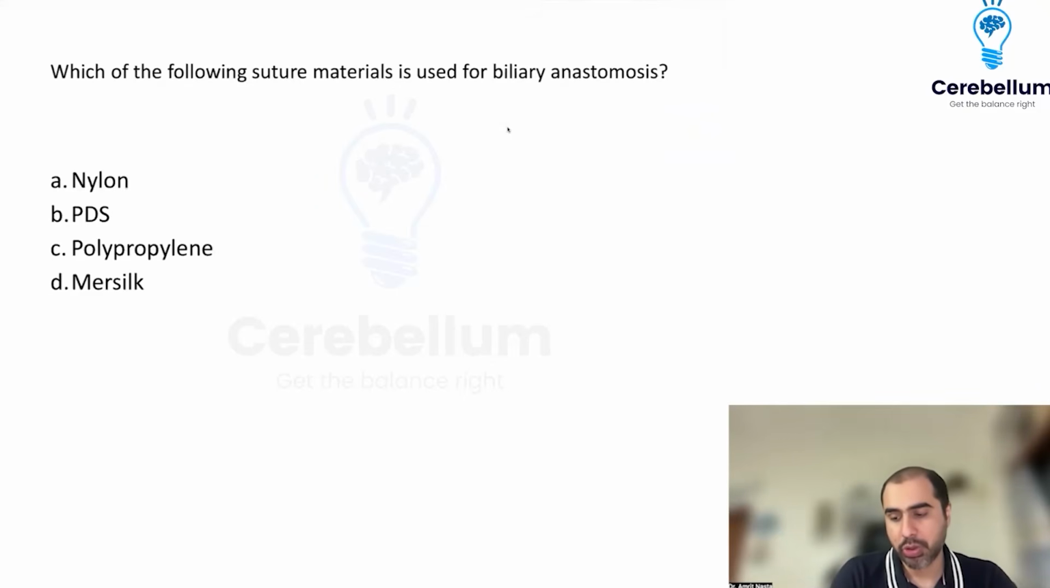What is the logic behind this question? What suture material is used for biliary anastomosis? What is the logic behind this question?